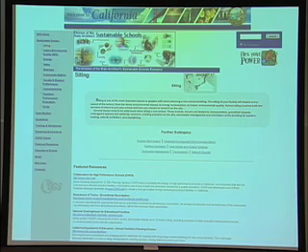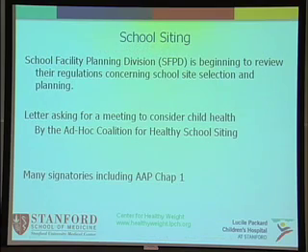So I think there is great opportunity, and this is one of our opportunities for advocacy. There is a school facility planning division within the state, under the state superintendent of schools, that is interested in looking over the regulations that they have concerning site selection and planning. So the state is interested in looking at this. And a letter was sent to the head of that division from the Ad Hoc Coalition on Healthy School Siting. It's a group of different advocacy groups that have gotten together. It's Kids First, Healthy Cities, a couple of different centers at Berkeley.